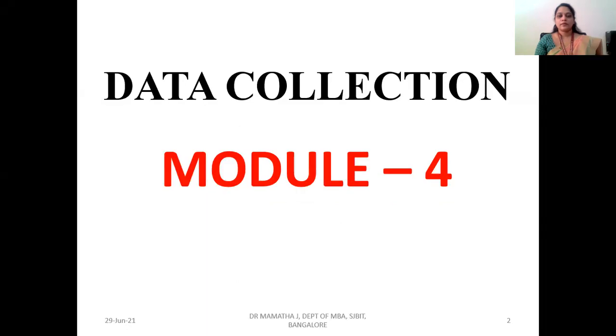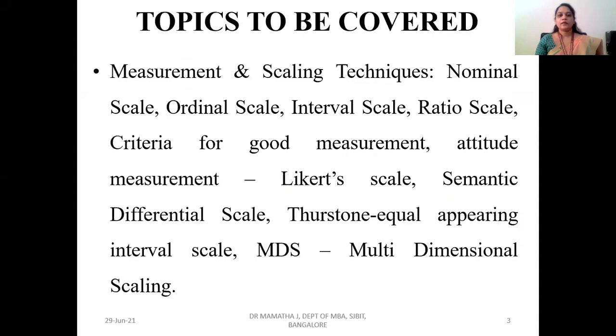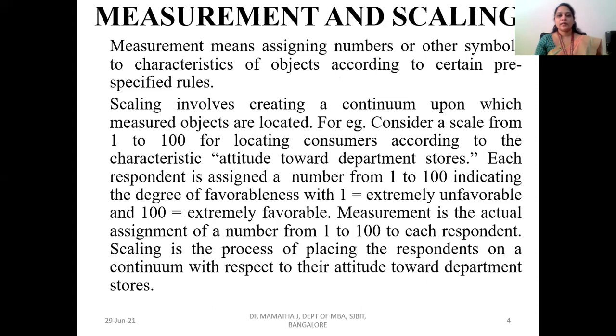So, module 4, data collection, and the topics to be discussed are the basic scales like nominal scale, ordinal scale, interval scale, ratio scale, and what are the criteria for a good measurement scale. And there are certain advanced attitude measurement scales like Likert scale, semantic differential scale, Thurstone scale, and multi-dimensional scale, also called MDS. So we'll be discussing these types of scales this week. Okay, so let me start with measurement and scaling techniques.